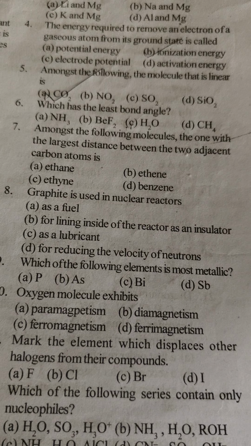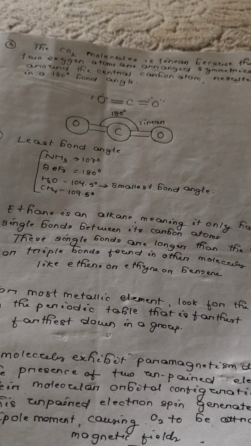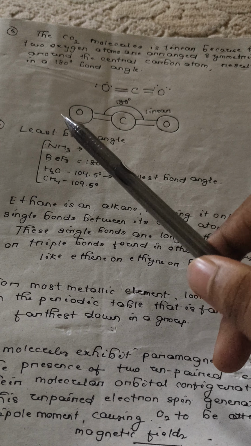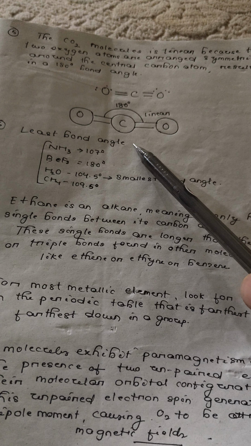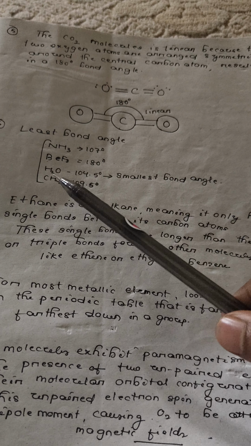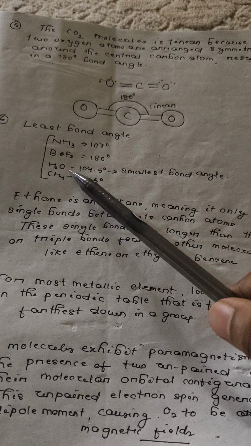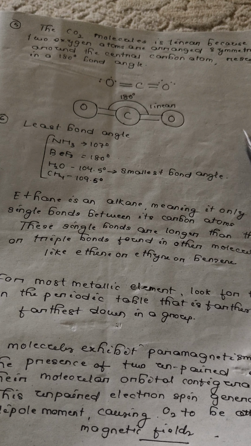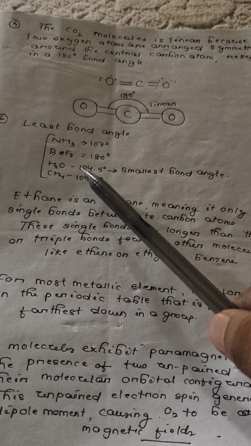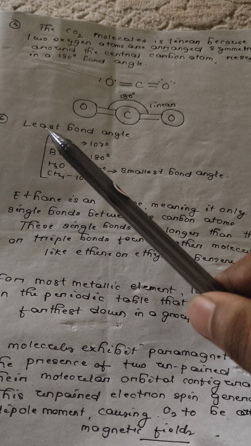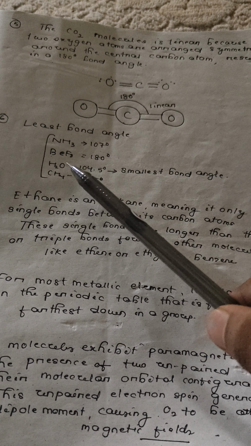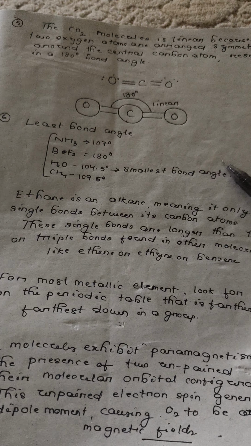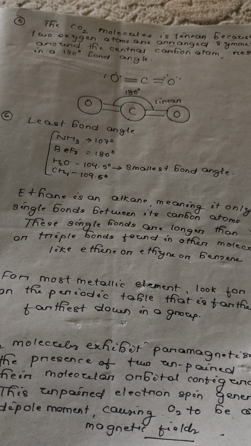So here, there is information about the bond angle of every option. NH3 contains 107 degrees, BeF2 contains 180 degrees, water is 104.5 degrees, that is the smallest bond angle, and methane is 109.5 degrees. So H2O, that is water, contains the smallest bond angle. Okay, so let's move to the 7th question.